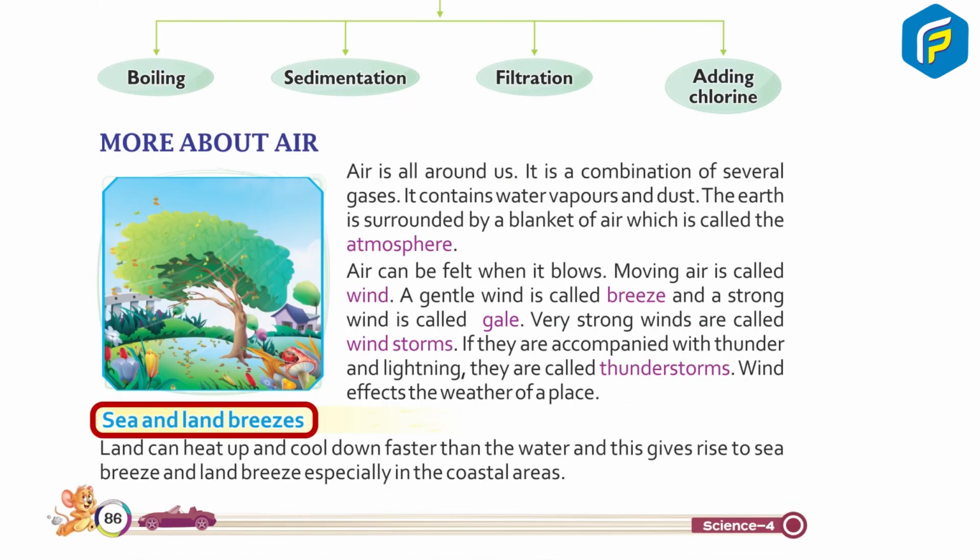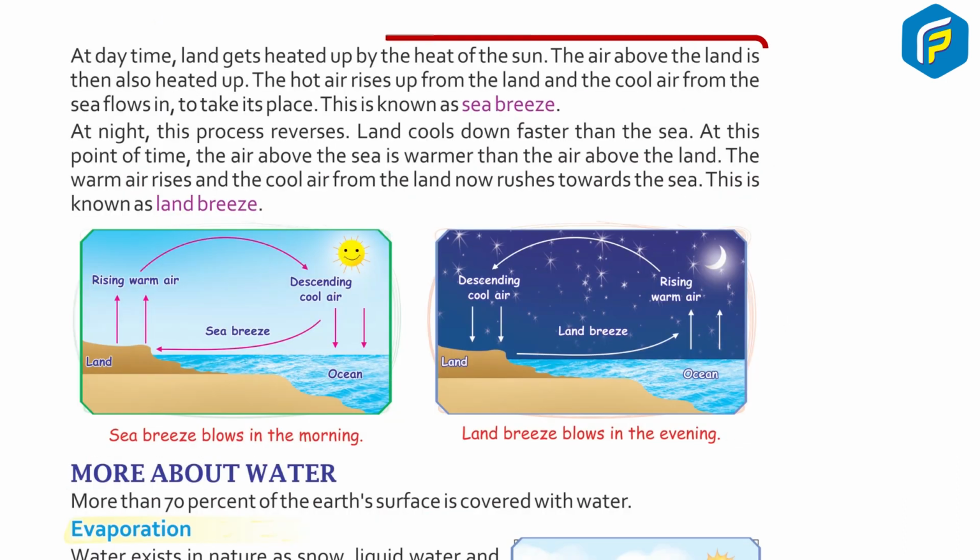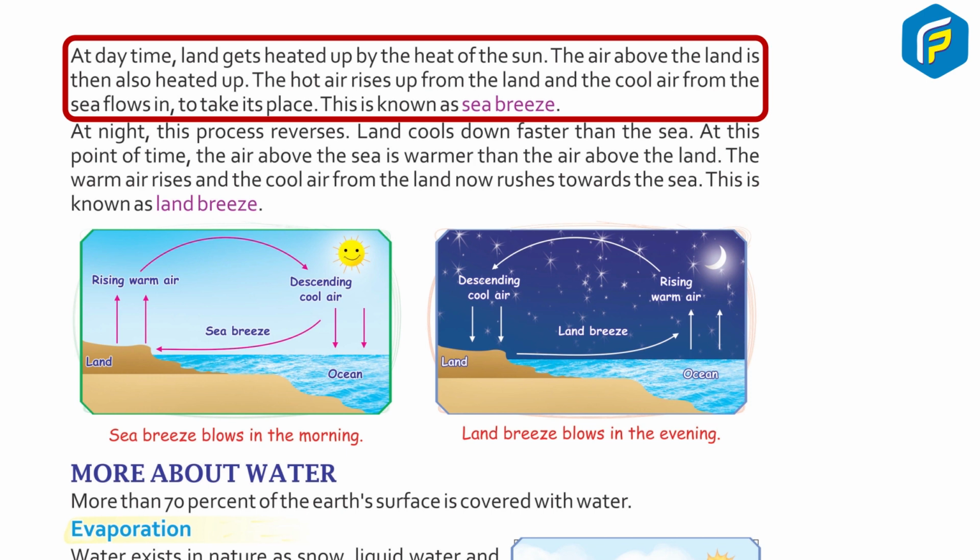Sea and land breezes. Land can heat up and cool down faster than the water, and this gives rise to sea breeze and land breeze, especially in the coastal areas. At daytime, land gets heated up by the heat of the sun. The air above the land is then also heated up. The hot air rises up from the land and the cool air from the sea flows in to take its place. This is known as sea breeze.